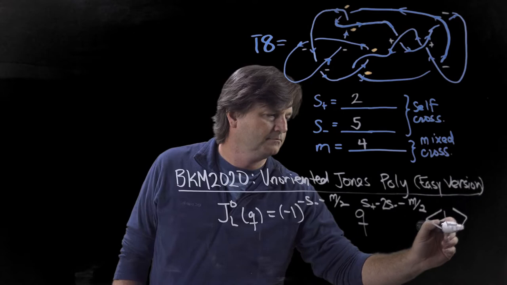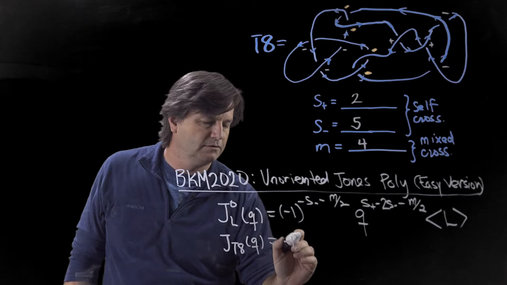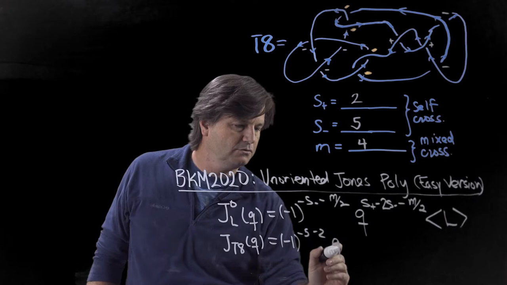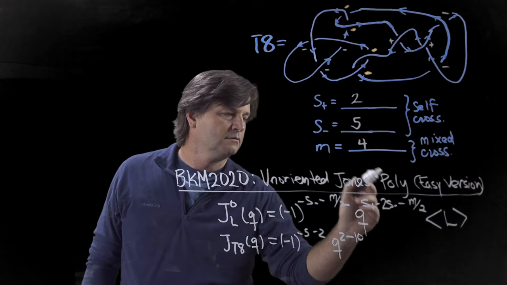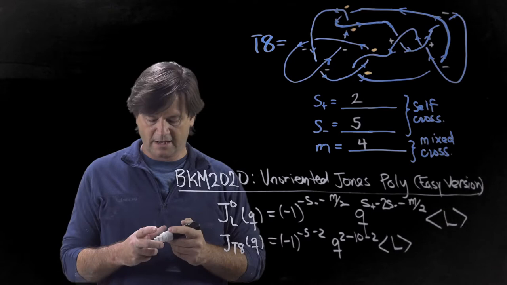So in this particular case, for the T8, we get that J of T8 of Q is going to be (-1) to the -5 minus 2 for the mixed crossings. And Q, we've got 2 plus -10 and then -2 again, of the bracket. And it turns out that this polynomial normalized in this way is independent of how we chose the orientations that we use to find the positive and negative.